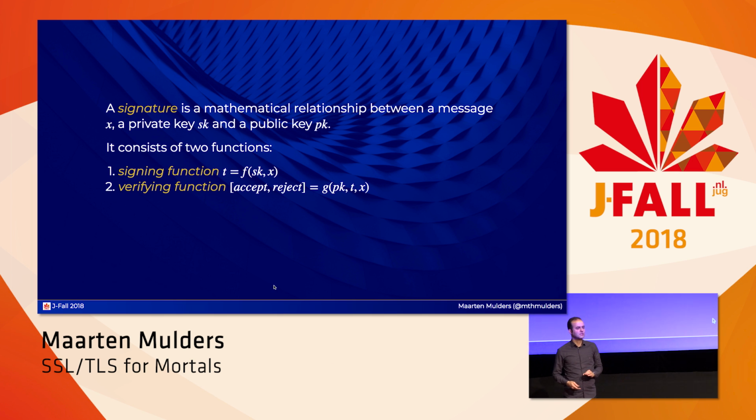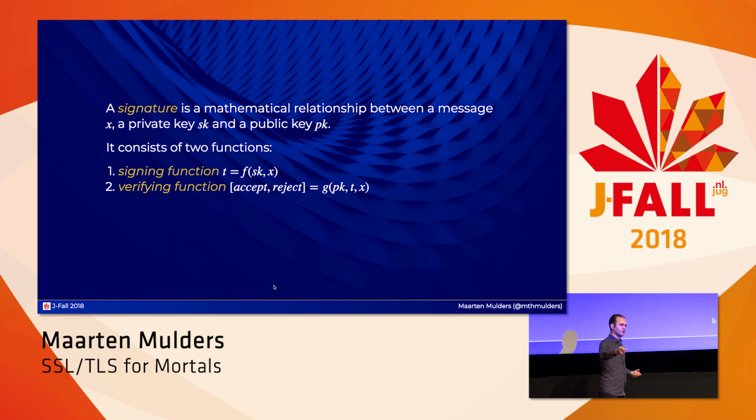And the mathematical relationship has two functions. It has a signing function. The signing function is used by the person who wants to sign a message. They give this function the private key that only they have and the message, and the function will give a value which is called T in this example, and T is the so-called signature. It's just a number, or basically a bunch of numbers.